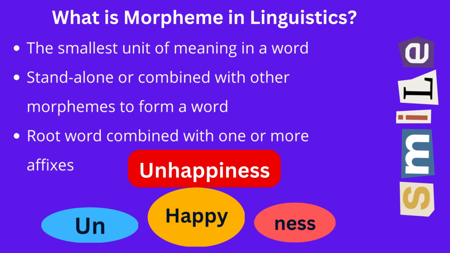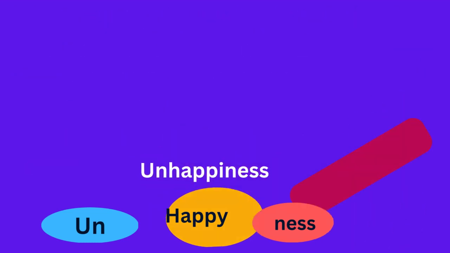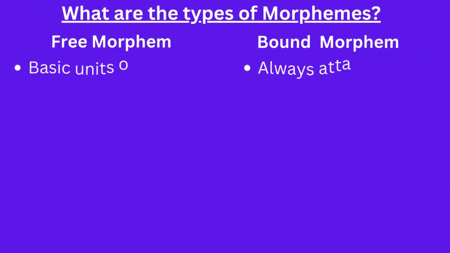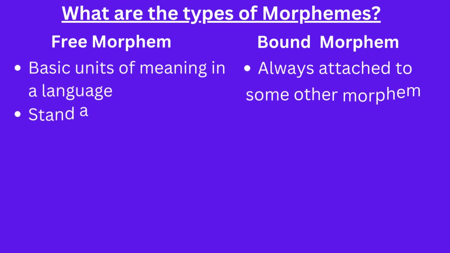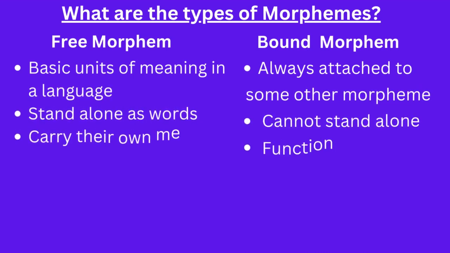A morpheme is the smallest unit of meaning in a word or language. It can stand alone, like the word happy. So friends, we have two types of morpheme. The first one is free morpheme and the second one is bound morpheme.